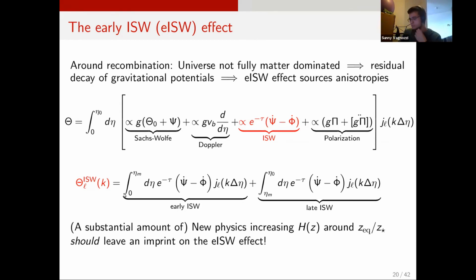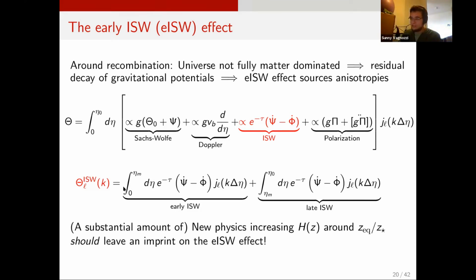And why do I think it's important? It's important because if I have a lot of new physics, like early dark energy, lying around at the time of equality, it's inevitably going to affect the early ISW effect. And how can we test this?